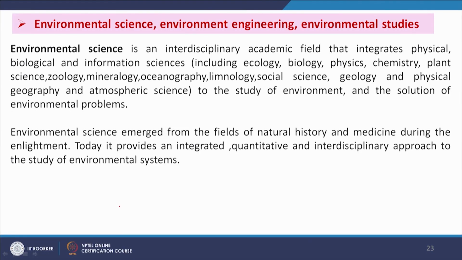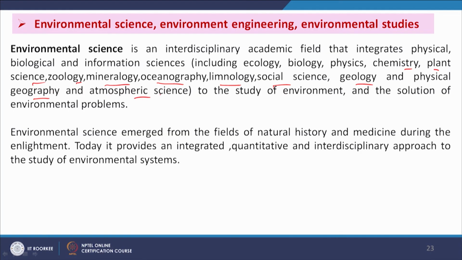Now, at the last we will see what environmental science, environmental engineering and environmental studies are. So, environmental science is an interdisciplinary academic field that integrates physical, biological and information sciences to the study of the environment and the solution of environmental problems. So, it includes ecology, biology, physics, chemistry, plant science, zoology, mineralogy, oceanography, limnology, social science, geology, physical geography and atmospheric science.